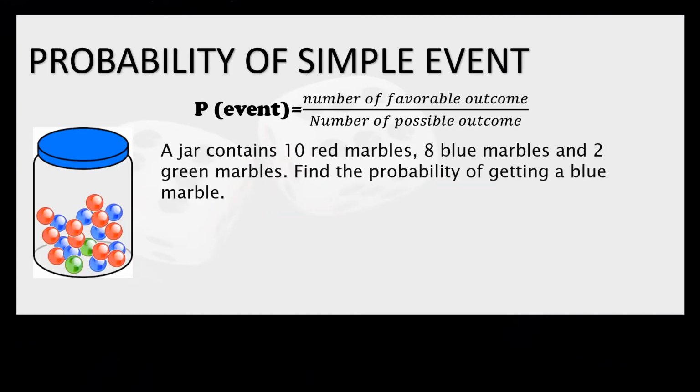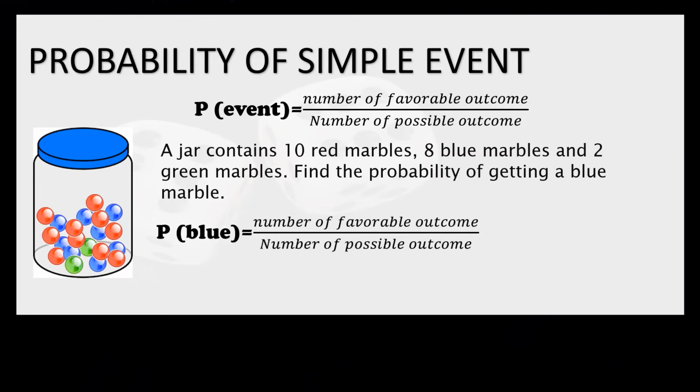We also discussed the probability of a simple event. In solving the probability of a simple event, we use the formula P of event is equal to the number of favorable outcomes over the number of possible outcomes. For example, a jar contains 10 red marbles, 8 blue marbles, and 2 green marbles. Find the probability of getting a blue marble. So using the formula, the probability of getting a blue marble is equal to the number of favorable outcomes over the number of possible outcomes.